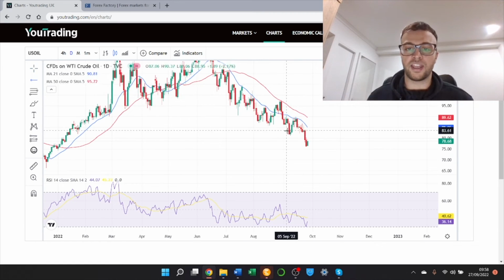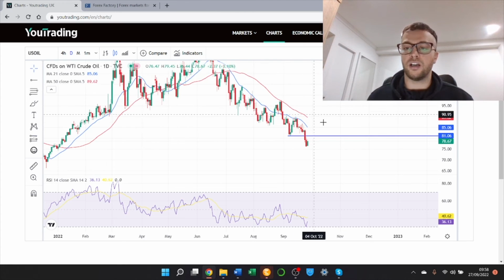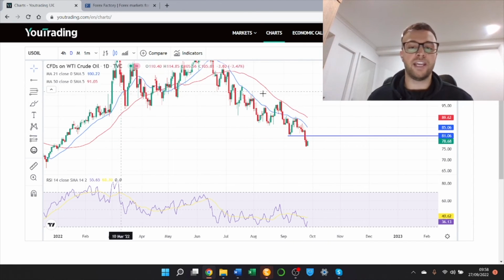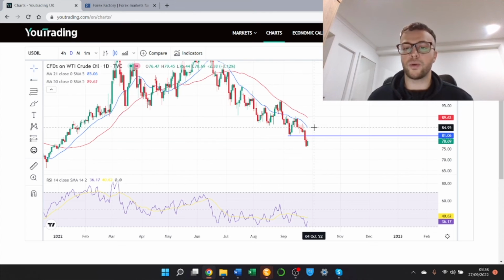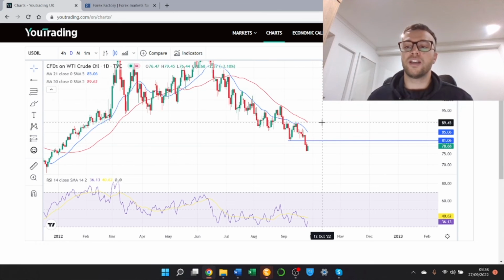But I think rallies continue to be subject to being sold. This 81 area looks like an area which might be a struggle to get back above, even if it does. Got the 21-day moving average here at 85. That's been a good level of resistance in recent weeks. Then just below 90, you've got the 50-day moving average.